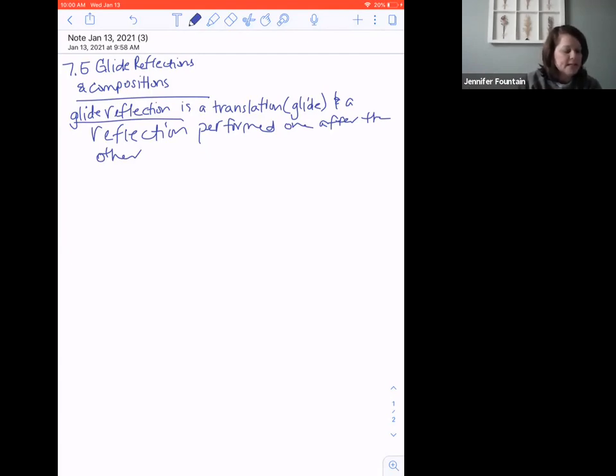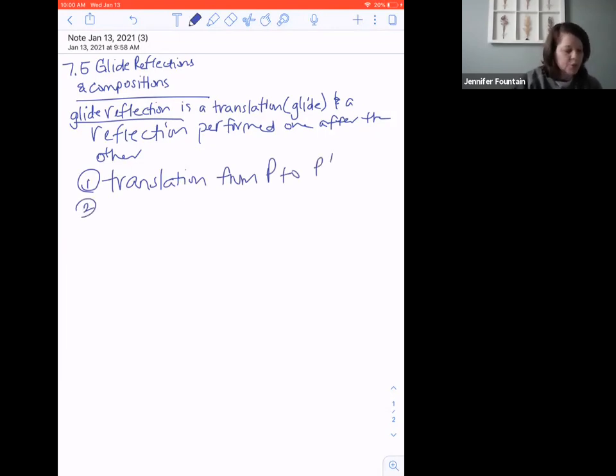So, and again, it says it's a transformation in which every point P is mapped onto point P prime prime by the following steps. So step 1, translation maps from P to point P prime. So we have a translation from P to P prime. That's our first step.